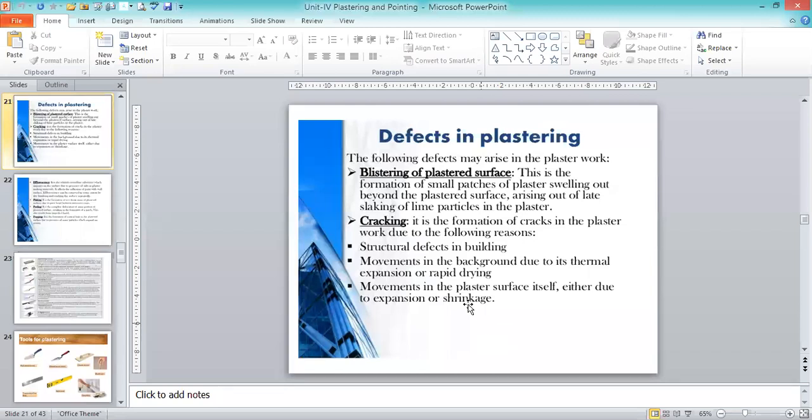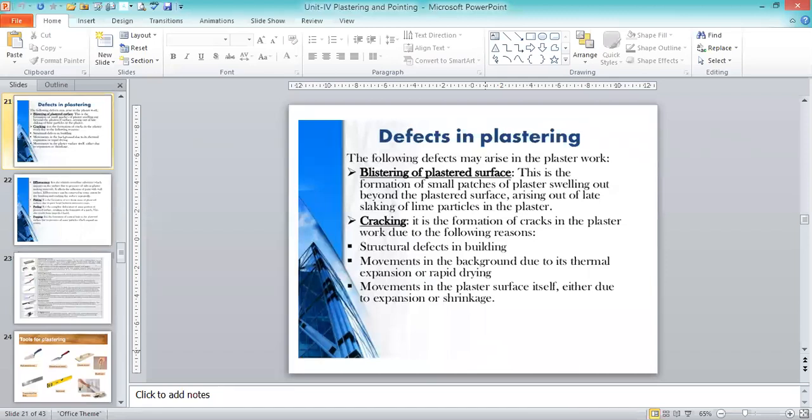Then cracking. It is the formation of cracks in the plaster work, following these reasons: structural defects in the building, not because of the plastering. What are the structural defects? If you have not done the masonry properly, or you have not done the formwork properly for the structural elements, that is known as a structural defect. Movements in the background due to thermal expansion or rapid drying, expansion and contraction of the surfaces, also give cracking. Movements in the plaster surface itself, either due to expansion or shrinkage. Shrinkage of the plaster also gives cracking.